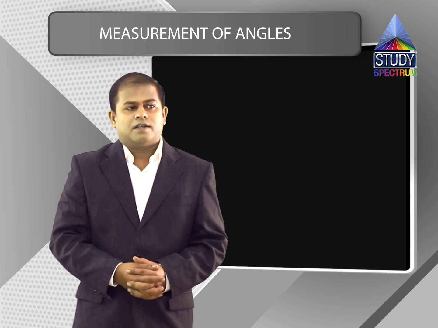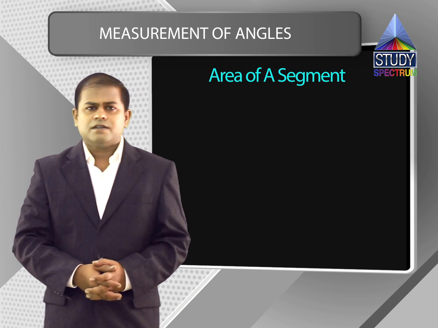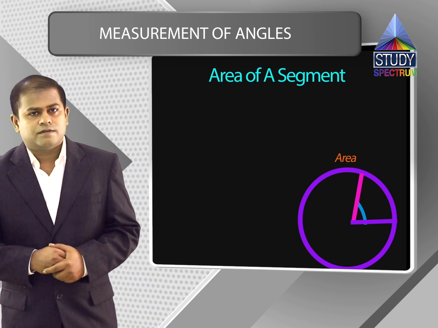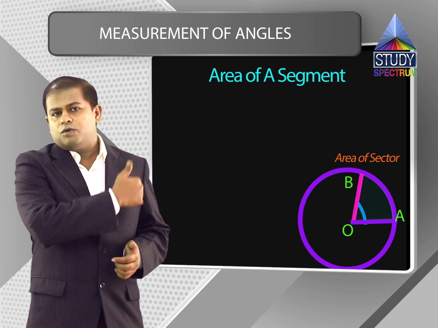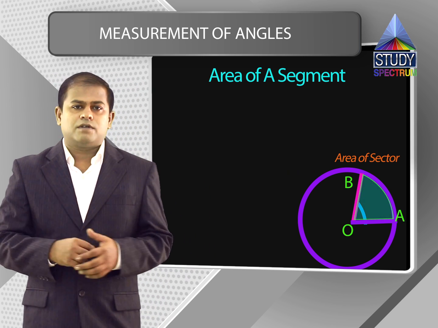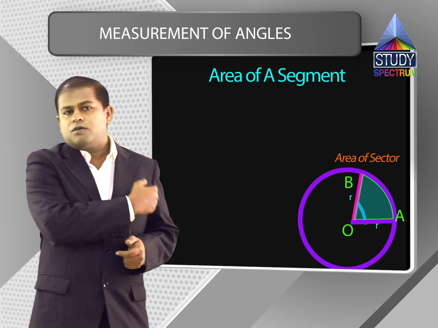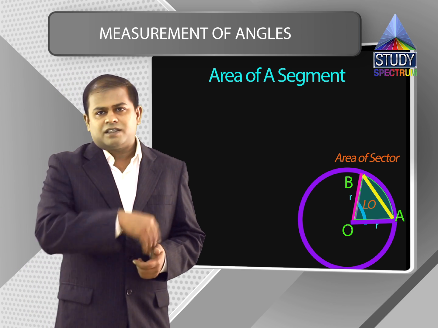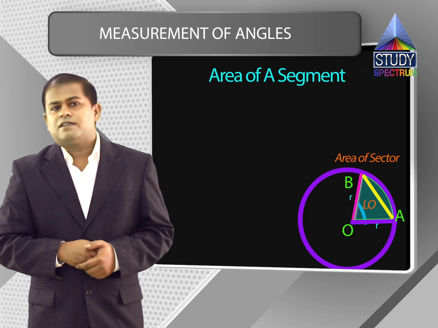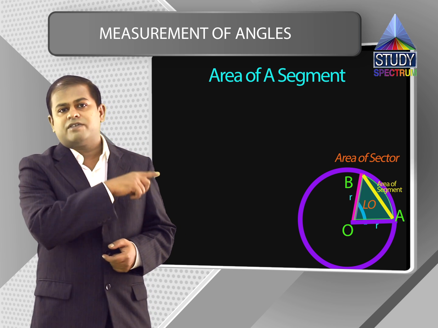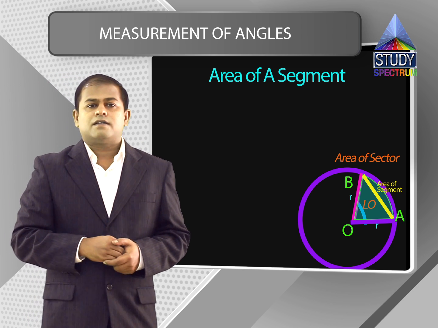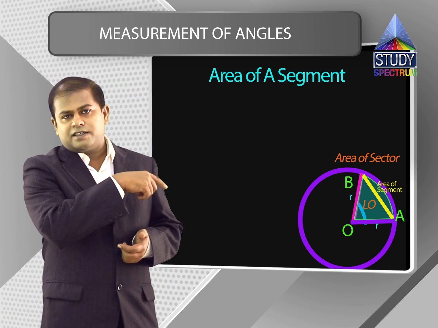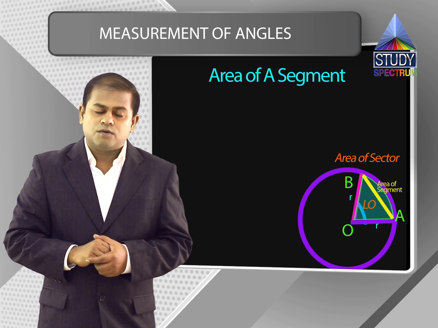Now, moving to our last topic, that is area of the segment. Let's see how to measure area of a segment. Consider a sector OAB. Here OA and OB are radii, let us say R, and the angle AOB here is theta in radians. Join A and B, this AB is called the chord. So segment here is the portion of the sector outside triangle OAB. Segment here stands for what? The portion of the sector that is outside the triangle OAB.